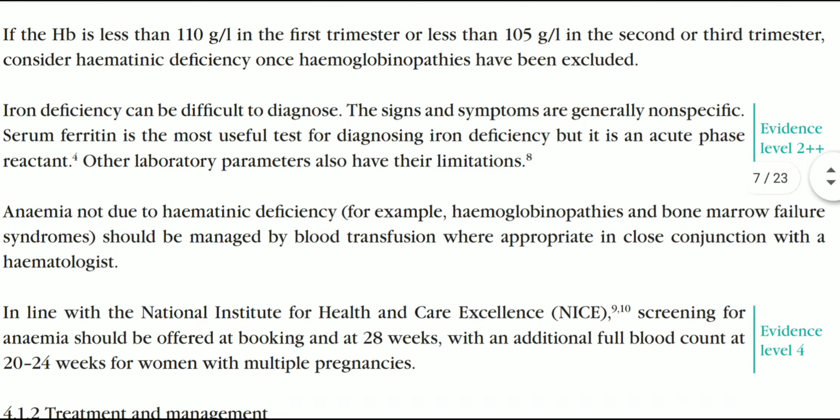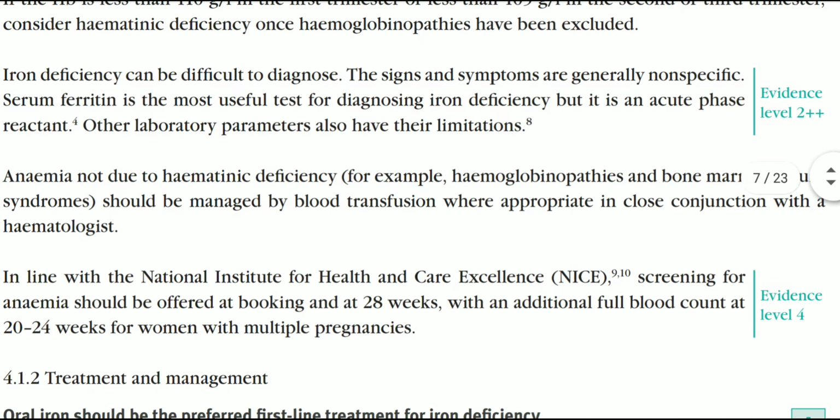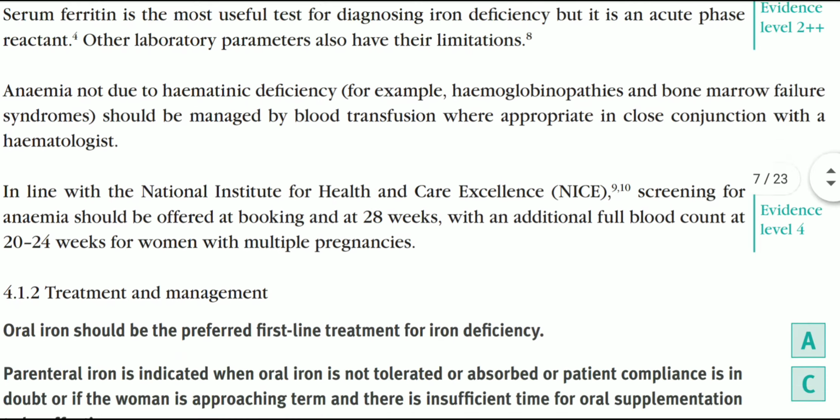Okay, so iron deficiency should be corrected by giving oral iron if it is within the acceptable range or if the patient is not symptomatic. But in the case of other hemoglobinopathies, in which the cause is not iron deficiency, then in conjunction with the hematologist we can transfuse blood. Now another thing: when is the screening done? In line with NICE, screening for anemia should be offered at booking, with an additional full blood count at 20 to 24 weeks for women with multiple pregnancies.